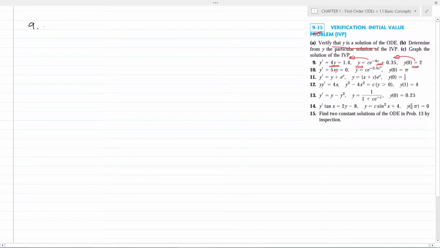Problem 9. Here it is given that the differential equation is y' + 4y = 1.4, and the general solution is also given, which is y = c e^(-4x) + 0.35. This is the solution.